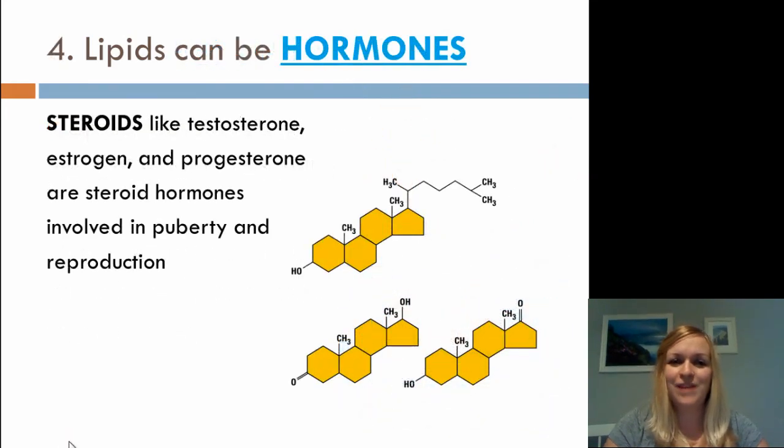Okay, now last one for lipids. Lipids can be hormones too. Now, steroids like testosterone, estrogen, progesterone are all steroid hormones, and they're involved in puberty and in reproduction, and those are all lipids.